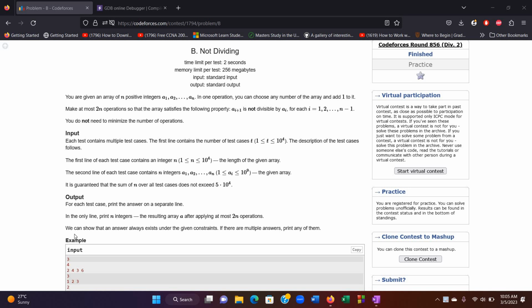I'll be trying to explain a very interesting problem: Codeforces Round 856, Division 2, problem B, named Not Dividing. Basically, in this problem, you're given an array of n positive integers, and you have to output a certain result array where the constraint is that no adjacent elements are divisible by each other.